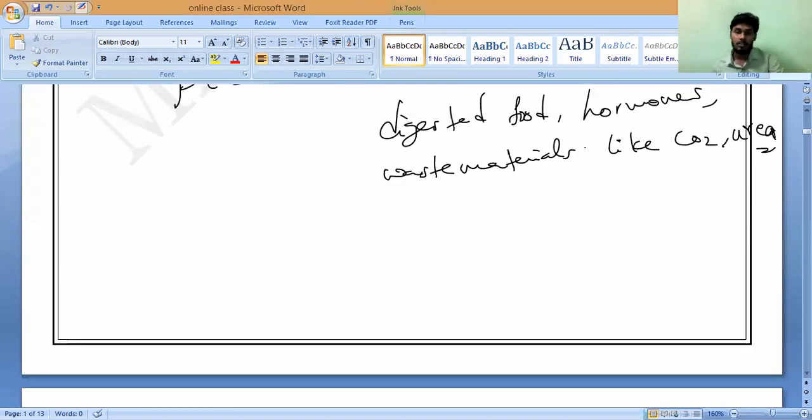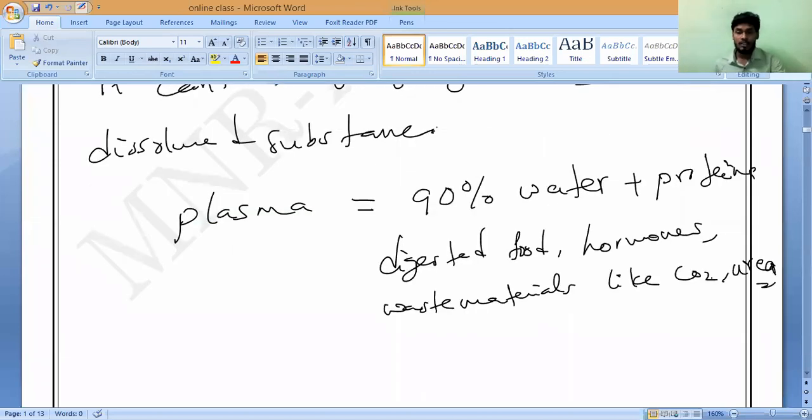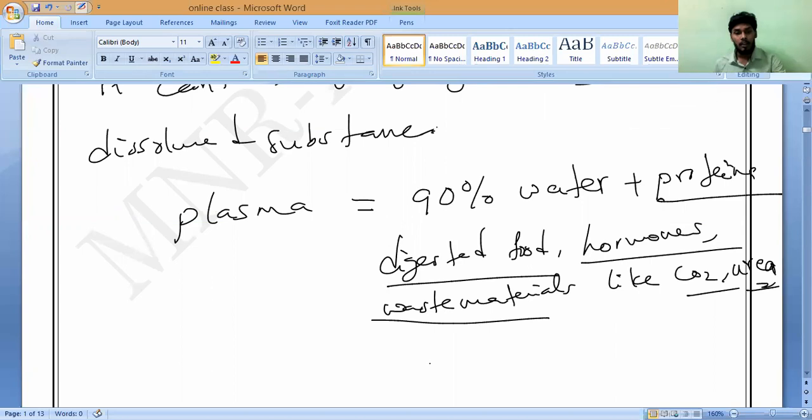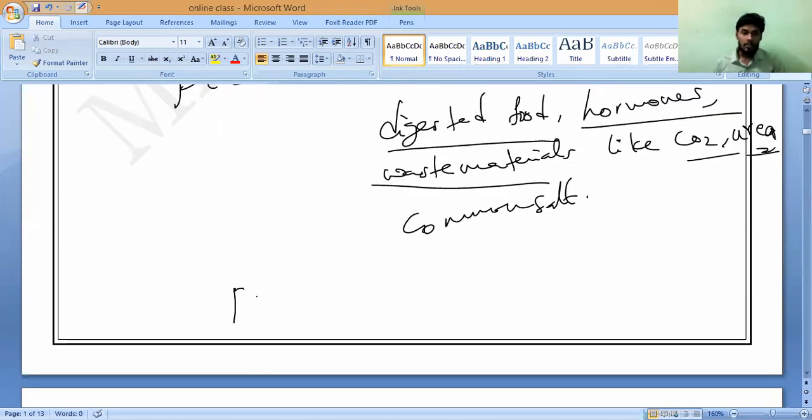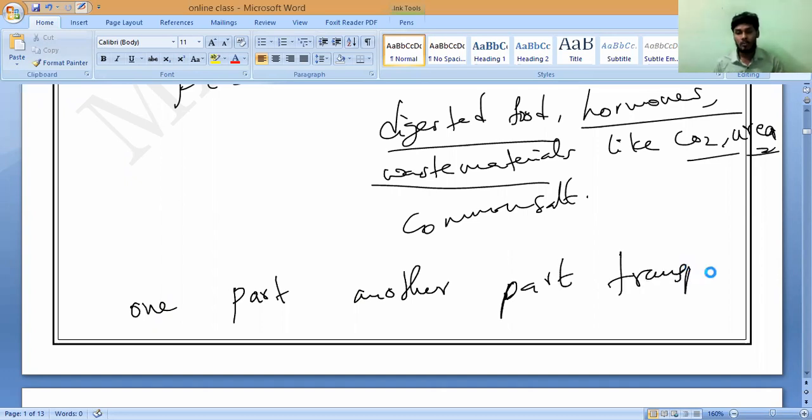So what are the dissolved substances in plasma? Proteins, digested food, hormones, waste materials like urea, carbon dioxide, common salt, everything which is carried from one part to another part. All these dissolved things are transported through plasma. Plasma is the liquid substance and the major component of blood.